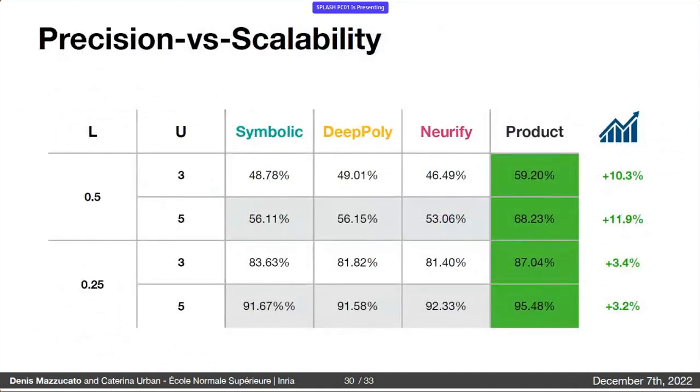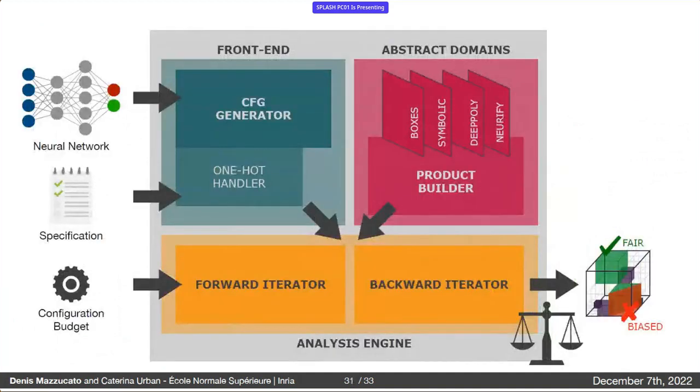And as you can see from our experiments, we show that the product domain, which is composed by the product of symbolic, poly, and Neurify altogether, is the one achieving the highest coverage for all the configurations. And so this concludes the analysis of Libra. But since it was a talk I presented a year ago, let's say, I also want to speak a little bit more about the ongoing work.